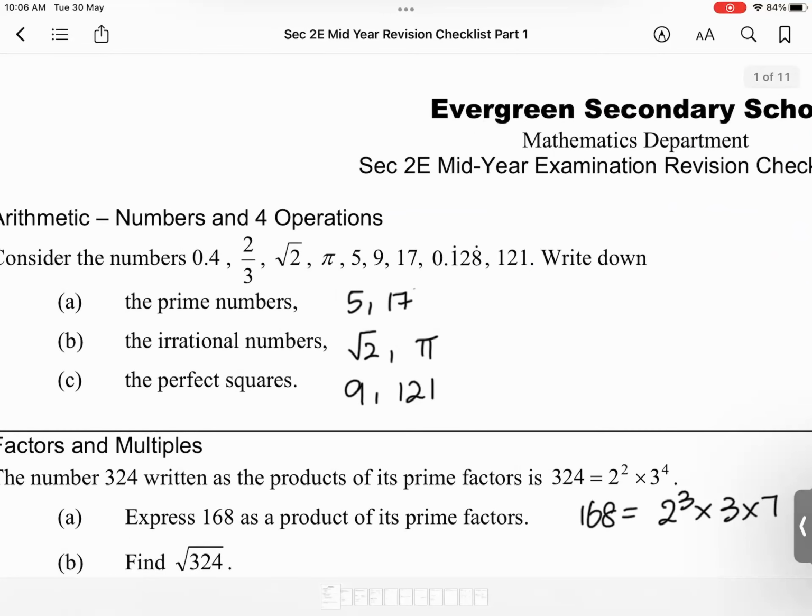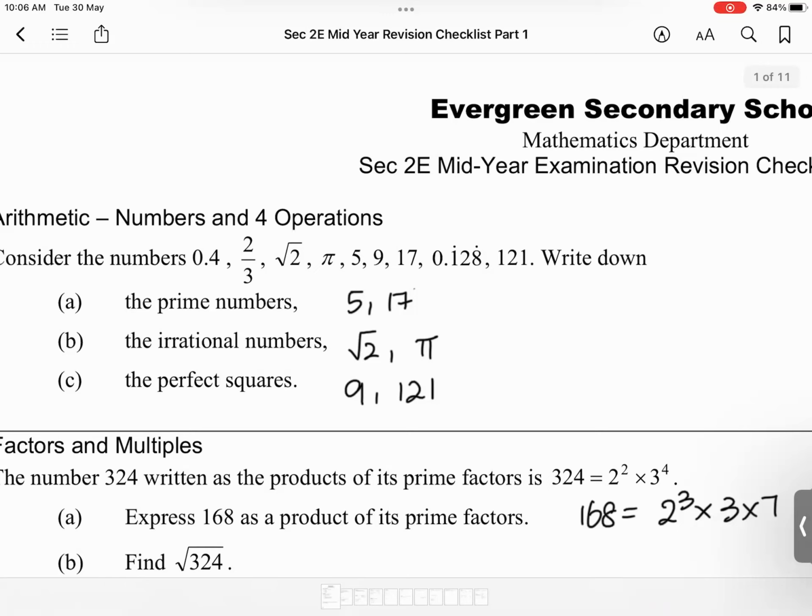Common mistake, do not take pi to be 22/7. If you press 22/7 on your calculator, you think that this one is an irrational number, but actually it's not, because 22/7 itself is already a fraction. An irrational number cannot be a fraction. So 22/7 is definitely a rational number.